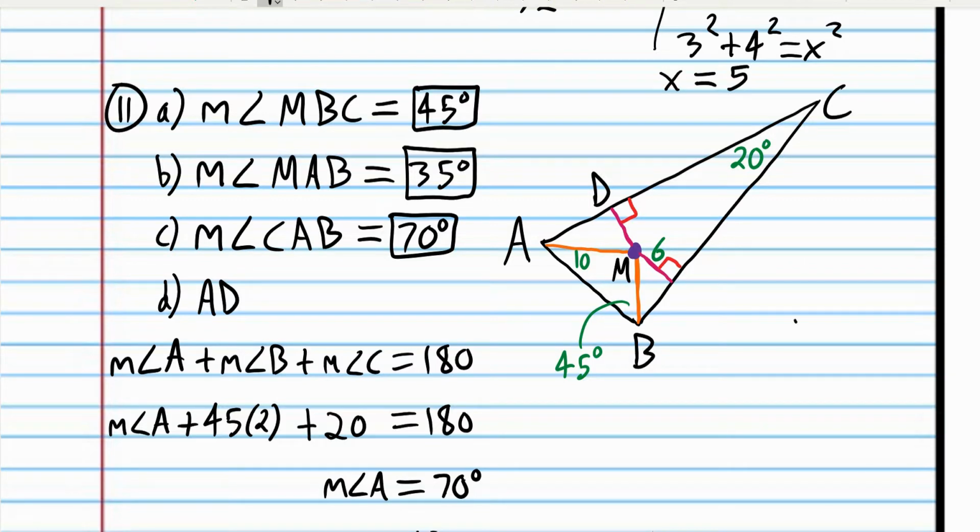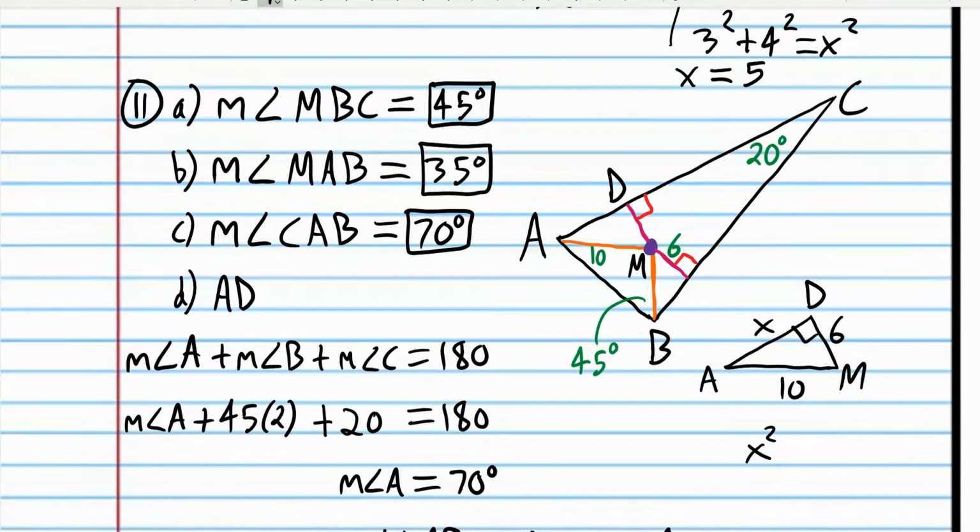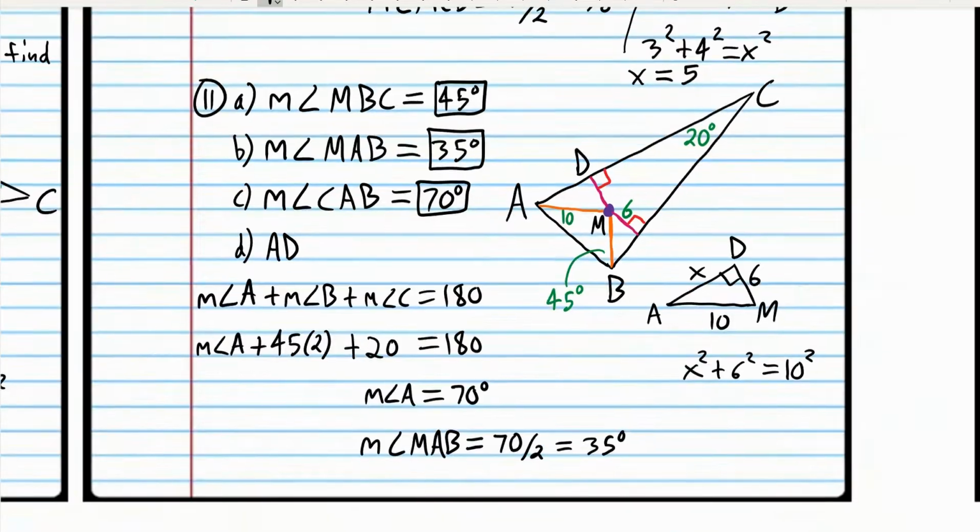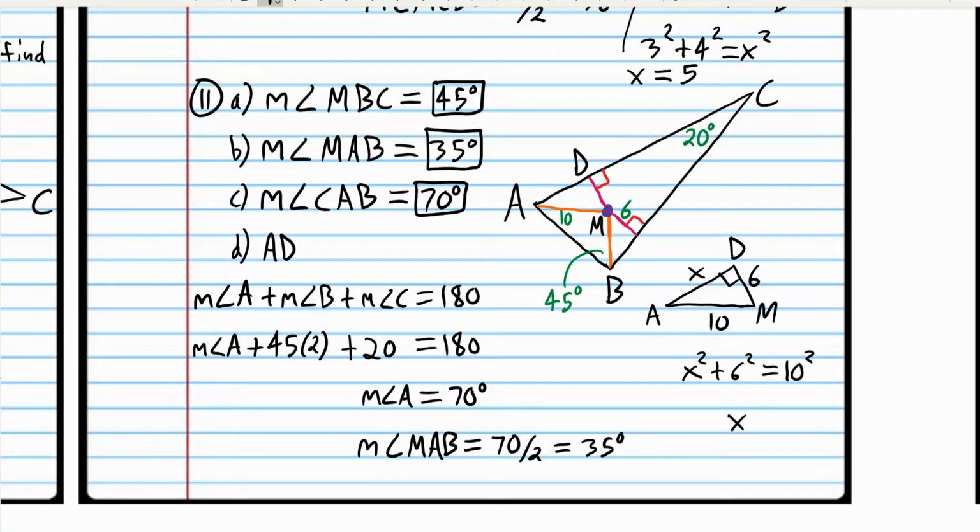So I'm going to pull out that triangle, and that's a right triangle. And this side is 6. This side is 10. And we're looking for X. So we use the Pythagorean theorem. X squared plus 6 squared is equal to 10 squared. And do all the math on that, and we end up with X is equal to 8. So AD is equal to 8. If you got 8, good job.